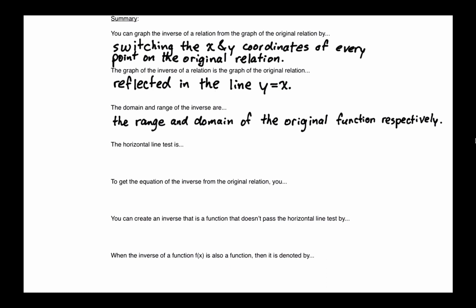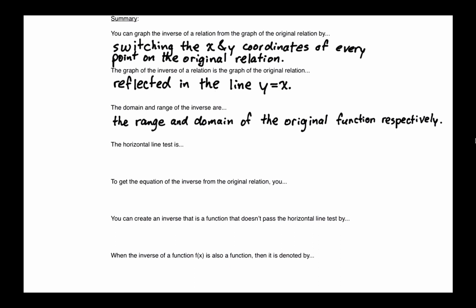So the domain becomes the range. If it's x is any real number, then for the inverse, it's y is any real number. And if the original function has a range of y greater than or equal to 0, then for the inverse, it'll be x greater than or equal to 0.